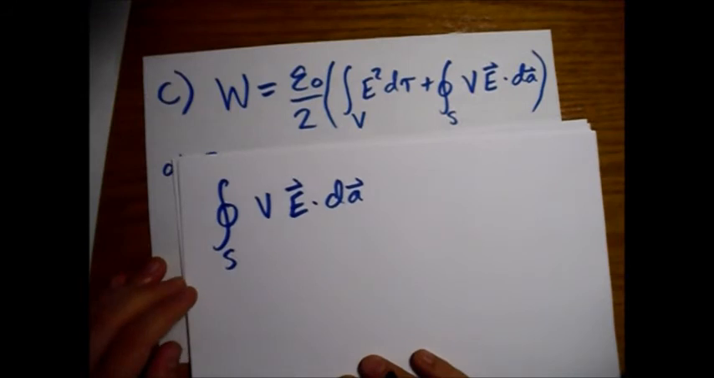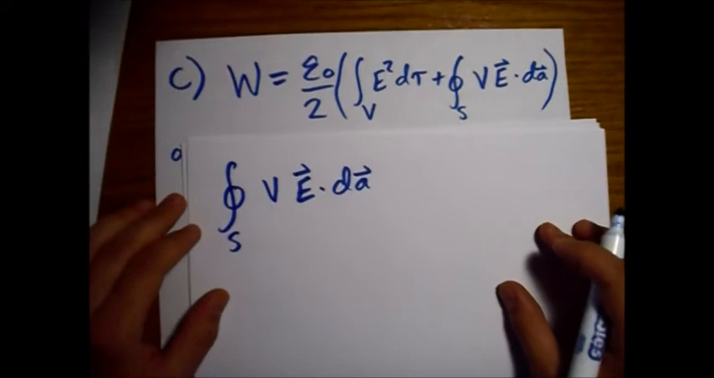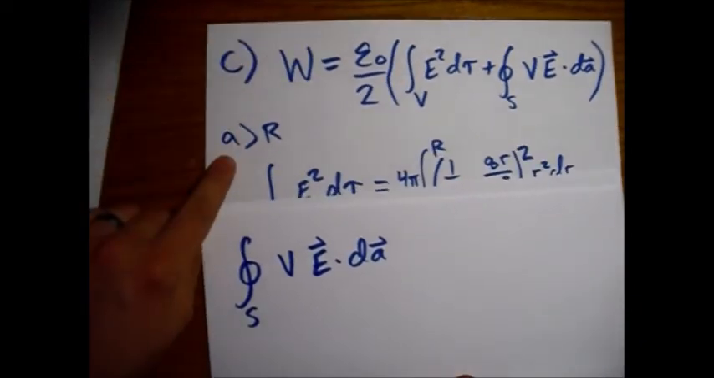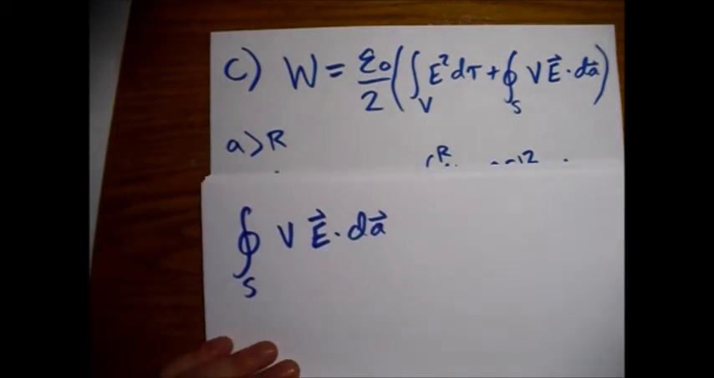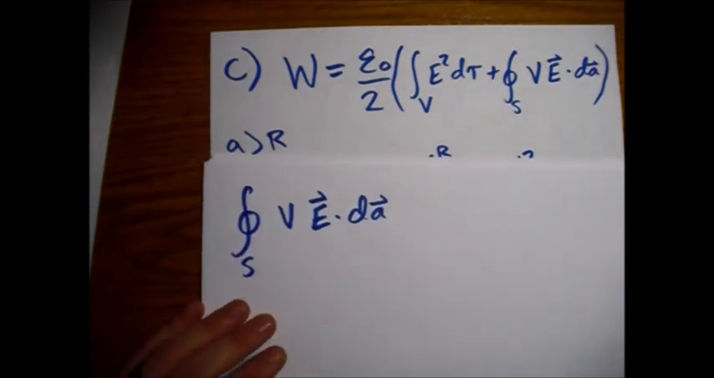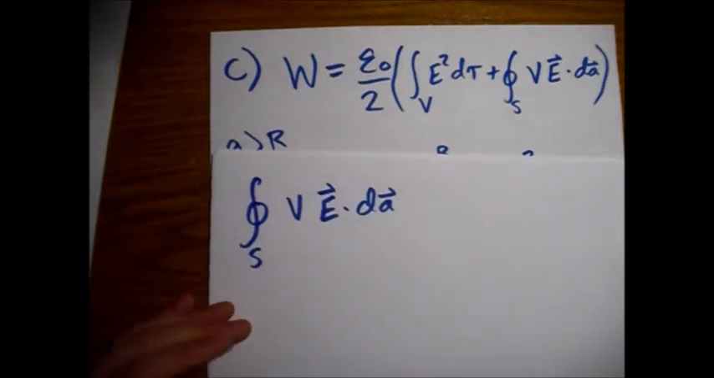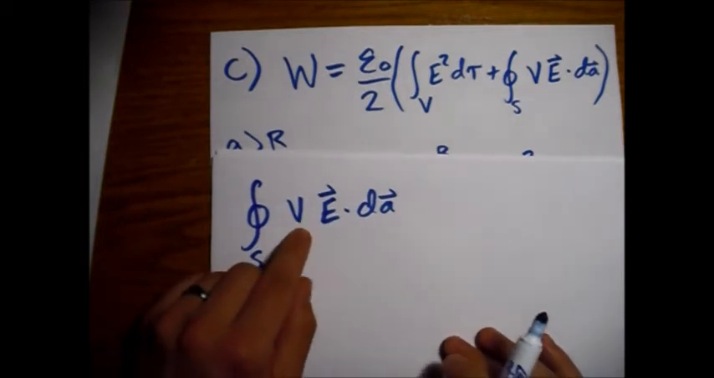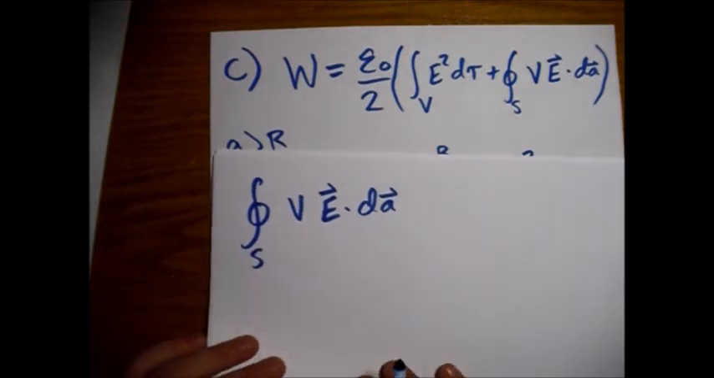Again, this is a surface which is a sphere of radius A, which is larger than big R, so we're enclosing all of the charge. And since it's a radially symmetric situation and we're using a radially symmetric surface, because of symmetry, this V is going to be constant over the whole surface of the sphere.